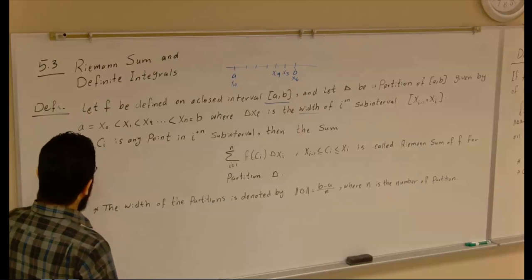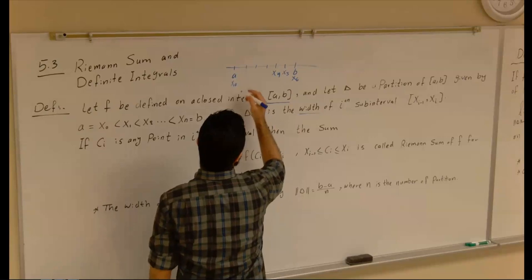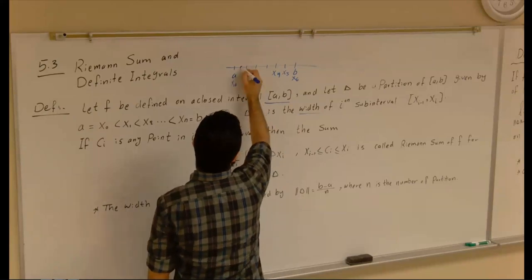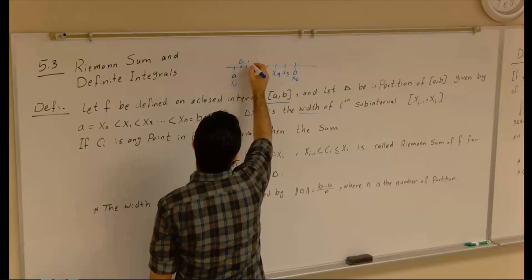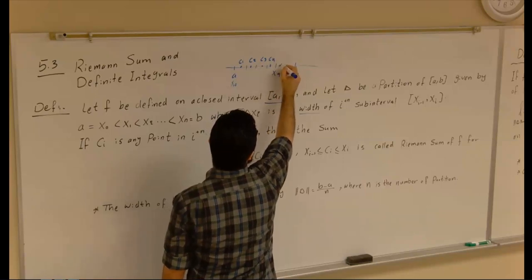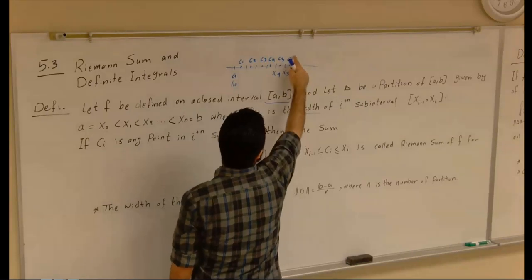If ci is any point in the subinterval, we're going to check that with the next graph. ci is the point here, c1. Here is c2, c3, c4. That means the point between the subintervals. And c5.